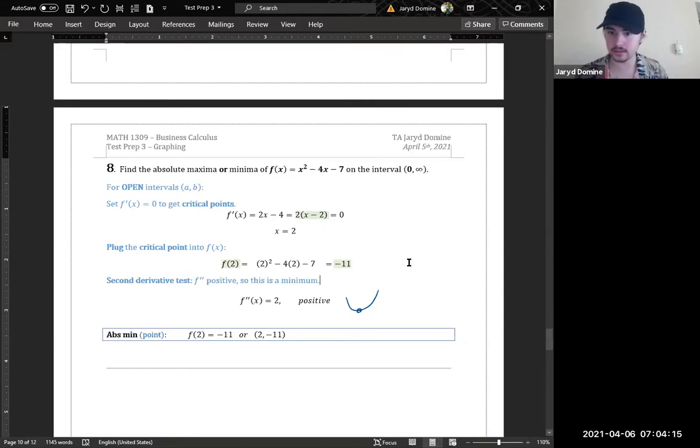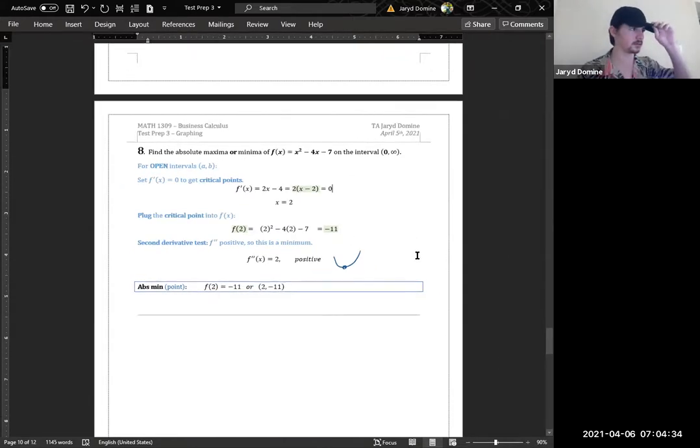Okay. So yeah, y'all caught that. Good. Okay. So any questions on how to do this? So for open, you find the critical point, get the point there, and then the second derivative test will tell you if it's a max or a min. Okay. All right.